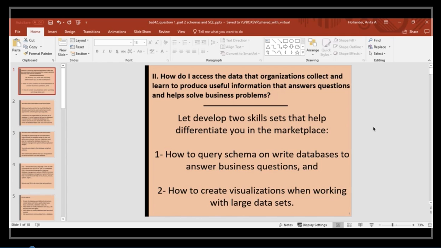Increasingly, with big data, we do collect large volumes of unstructured data as well. And so we'll learn how to answer questions and solve business problems using those data sets. But for right now, let's focus on these Schema on Write databases.